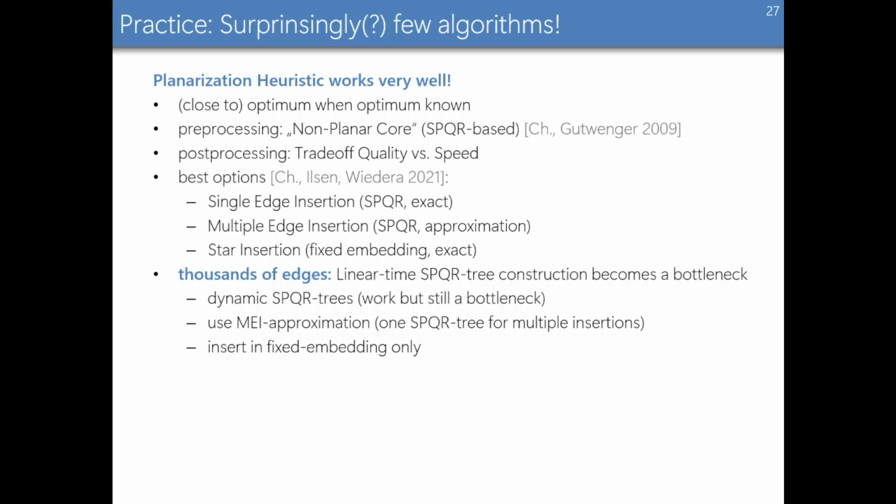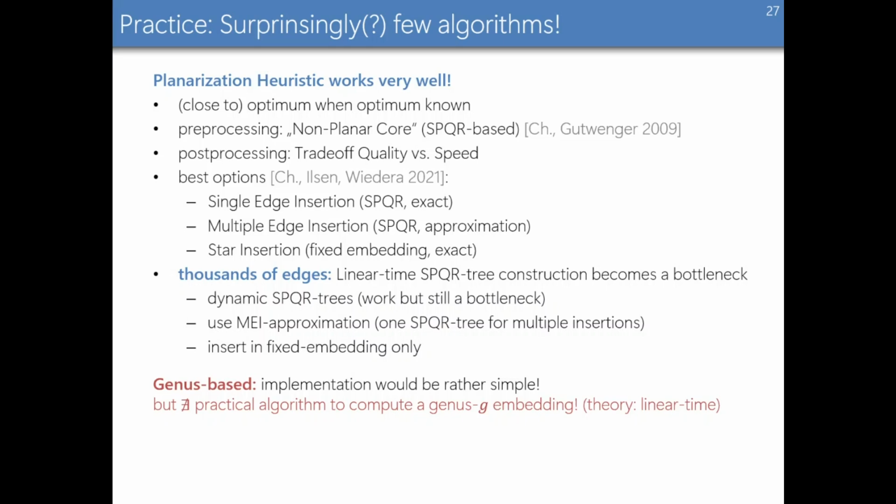There are dynamic SPQR trees, so you do not recompute the SPQR tree, but just update it after the insertion of an edge. And this works. It shifts the applicability of the approaches a bit, but not by a huge amount. Or you just drop the idea of doing single edge insertion and use multiple edge insertion, because there you only need to build the SPQR tree once and not for every edge that you insert. And if even that becomes too expensive at some point, you just do insertion on a fixed embedding, and you won't get the optimal numbers, but you will still be quick to get good solutions.